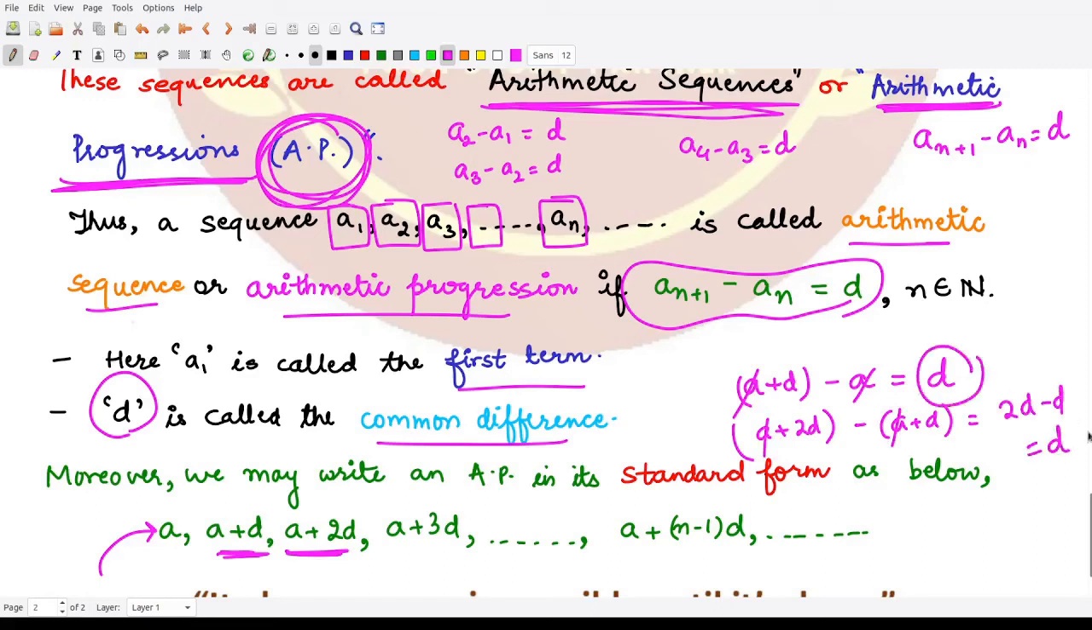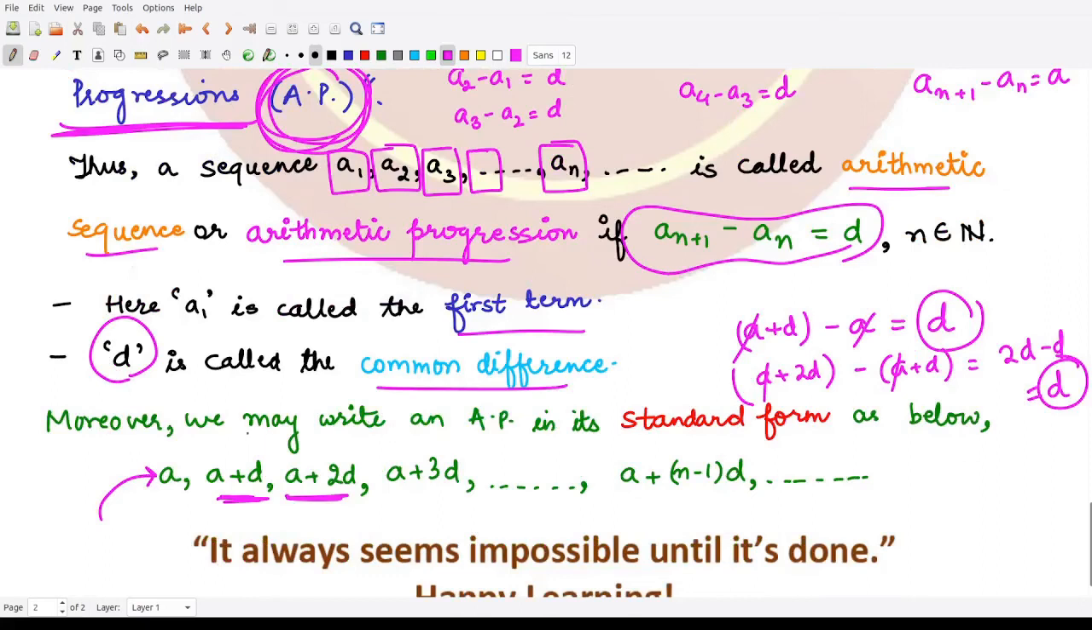So you see, in each case we have d as the difference among the consecutive terms, and hence we have an arithmetic progression. So this is the standard form where we have the first term as a, the next term is obtained by adding d to it, the third term is obtained by adding d to the previous term, and so on. Correct? So this is the nth term, this is the fourth term. We keep on doing this, and we have our standard form.